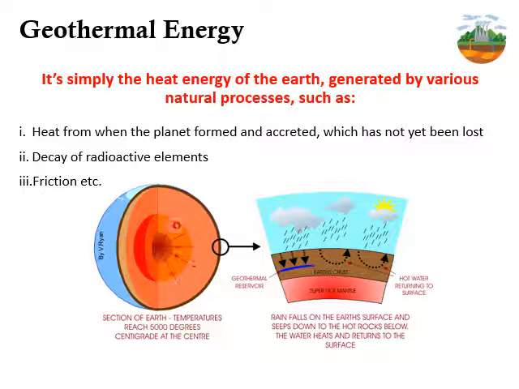The energy available within the Earth's crust is termed geothermal energy. You can see that the temperature of this Earth crust can reach up to 5,000 degrees centigrade at the center. So a huge potential of energy is available within this earth crust.